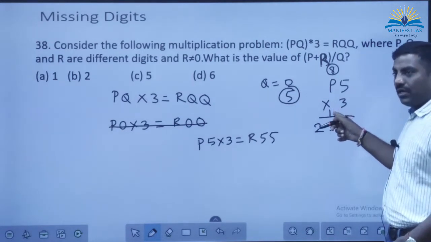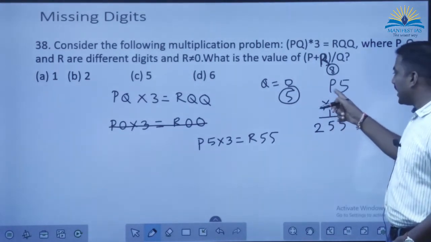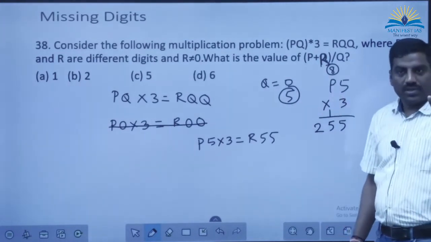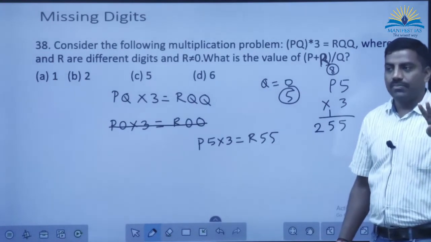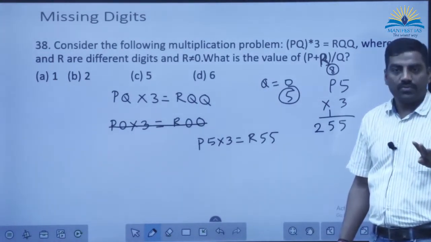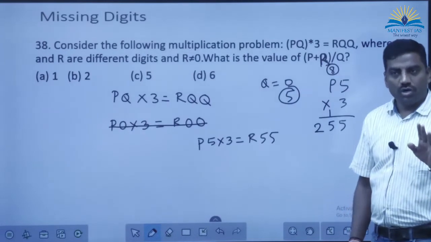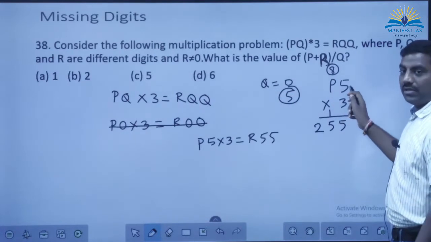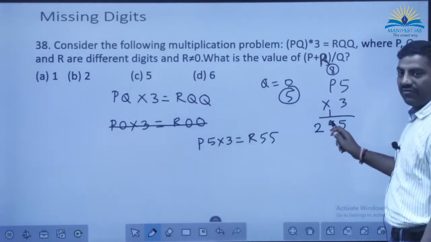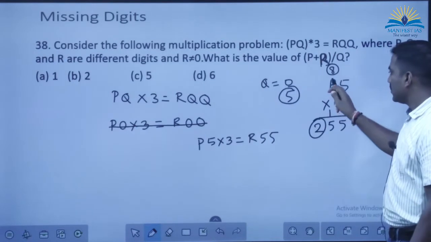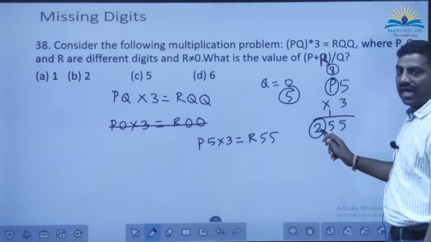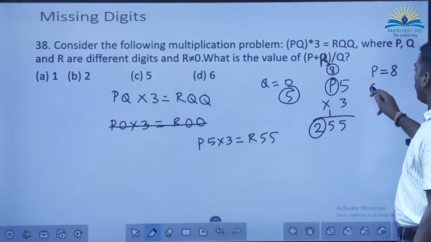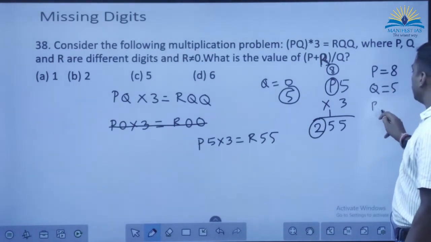Before we add this 1, the number we get after the multiplication of these two should end with 4. In the multiplication table of 3, which number will end with 4? 3 8s are 24. So P is equal to 8. 3 8s are 24 plus 1, 25. So P is 8, Q is 5, and R is 2.